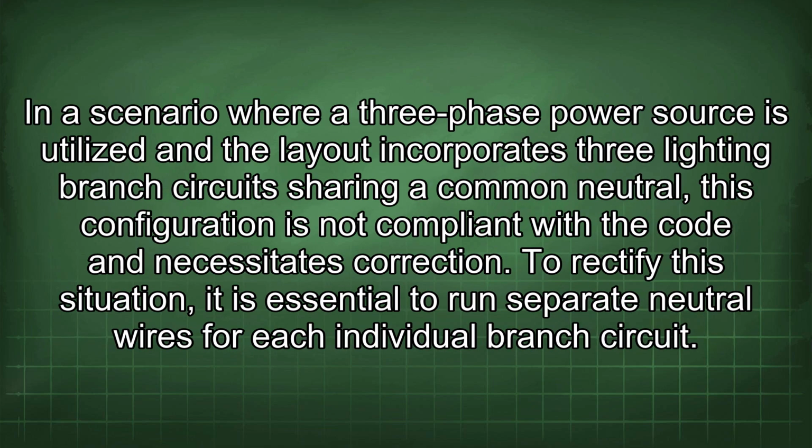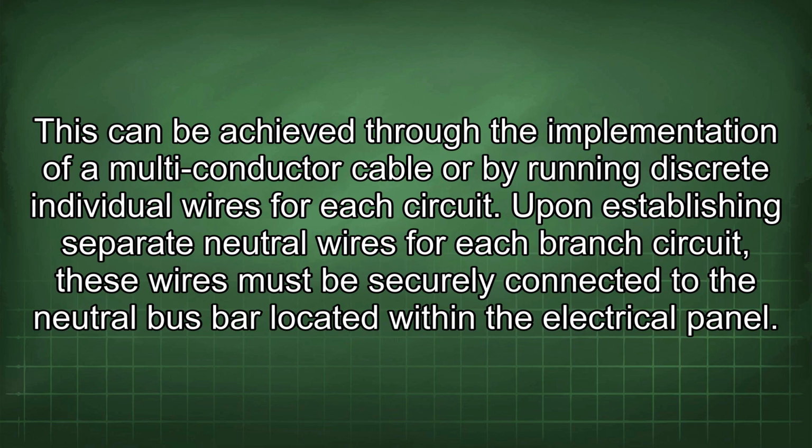In a scenario where a three-phase power source is utilized and the layout incorporates three lighting branch circuits sharing a common neutral, this configuration is not compliant with the code and necessitates correction. To rectify this situation, it is essential to run separate neutral wires for each individual branch circuit. This can be achieved through the implementation of a multi-conductor cable or by running discrete individual wires for each circuit.